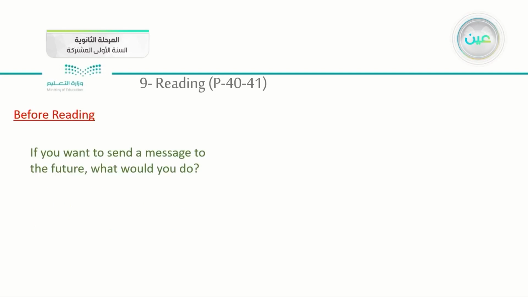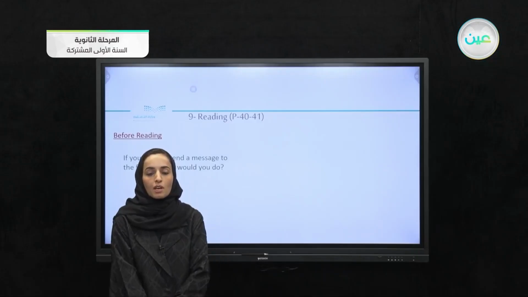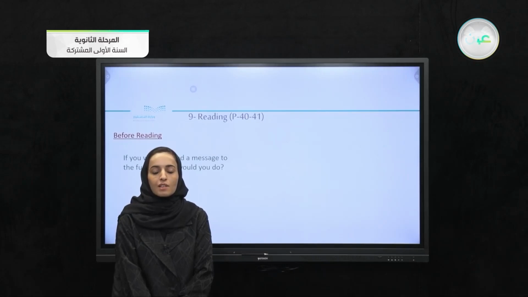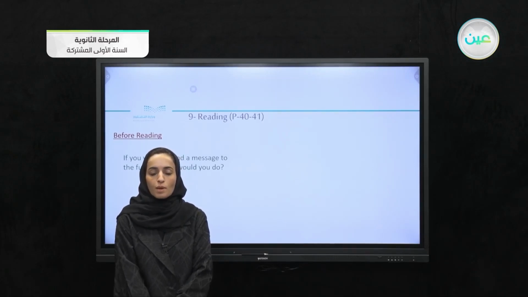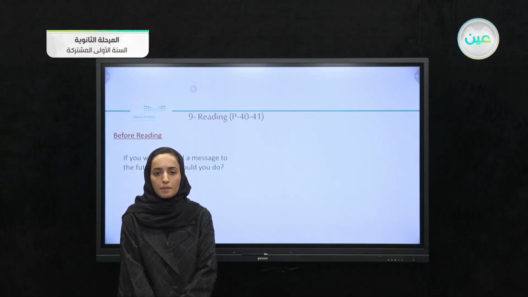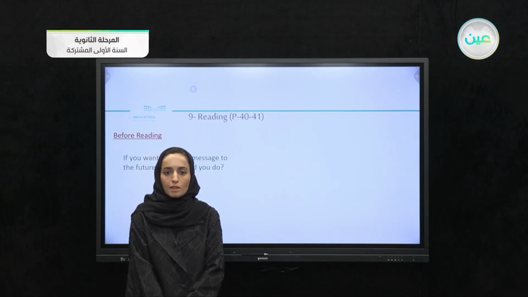Okay, in here, before we start reading, if you want to send a message to the future, what would you do? I want to tell the future me or the future generation something. However, you might not live until maybe 100 years later to tell them your message or the thing that you want to say or to describe certain things for them. How are you going to send them your message or to tell them something?